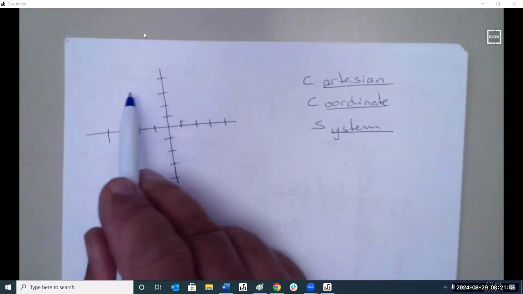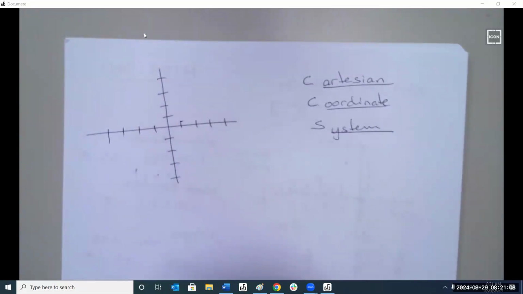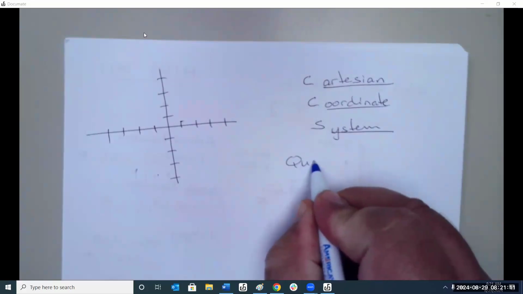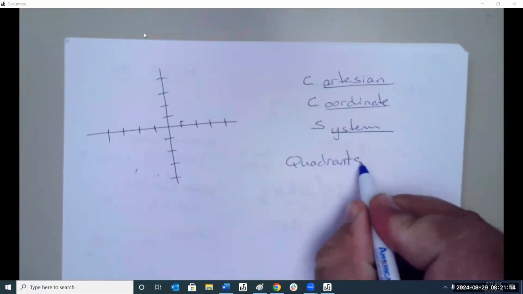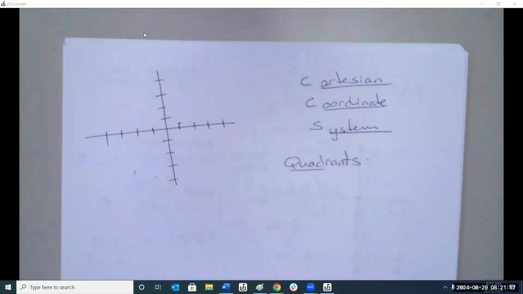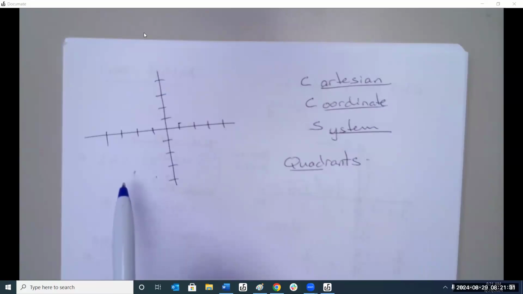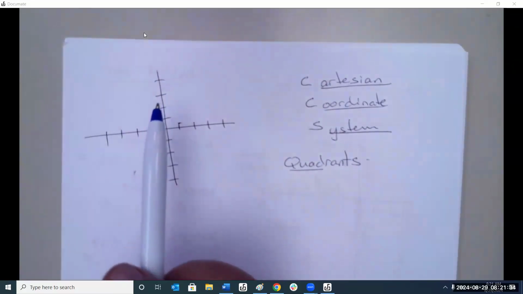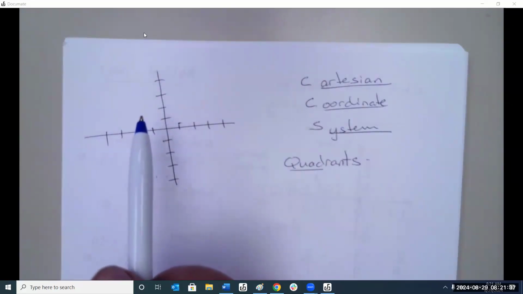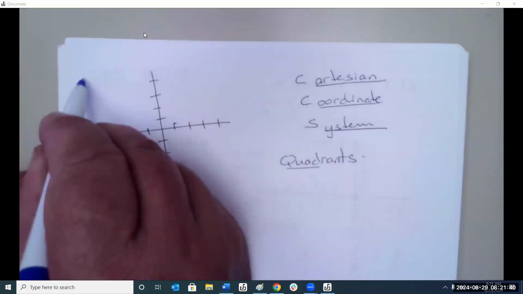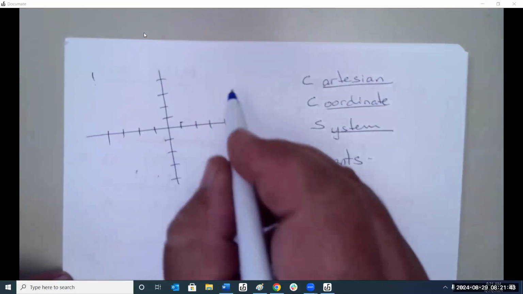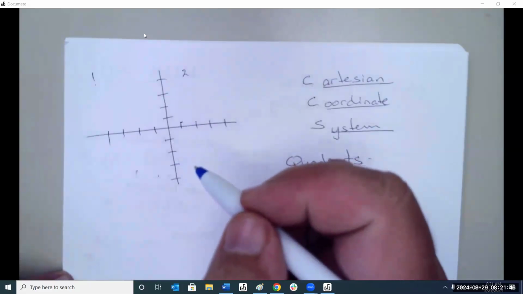Now we see that there are 4 corners. Those are called quadrants. Quad means 4. There are 4 corners. If you were going to label these, how would you label them? Where would you start? You would start there automatically. Forget what you've learned. If you invented it, you start up here. So let's call this the first one. Where's the second one? Then the third one.